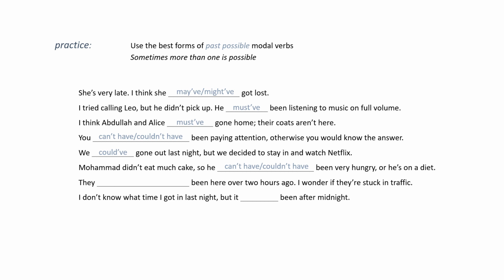They should have been here for over 2 hours. I wonder if they're stuck in traffic. They should have, ought to have been here over 2 hours ago. I don't know what time I got in last night, but there's a few here, but I'm going to go for this one. Must have. It might have been after midnight, but it sounds to me like someone came home very late, and so I think this makes sense, but it must have been after midnight.